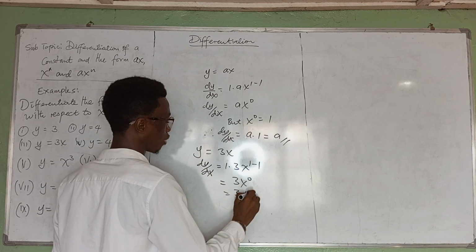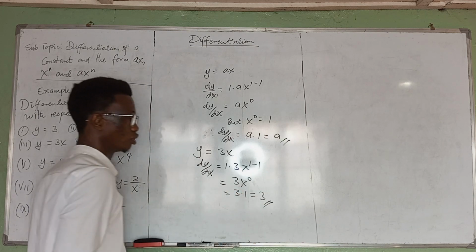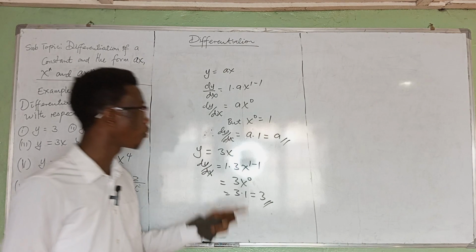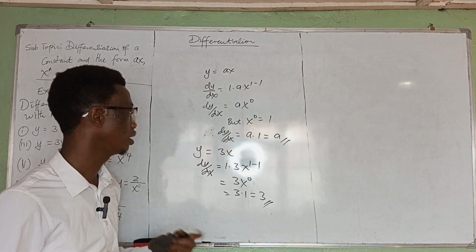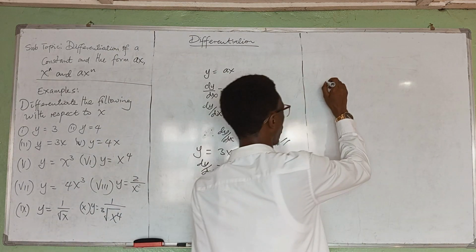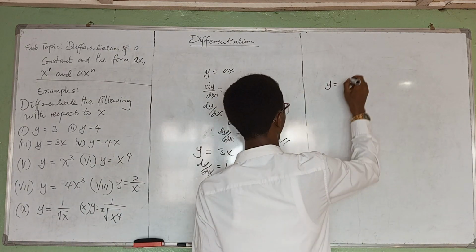So it becomes 3 multiplied by 1, which is 3. So when you differentiate the form of ax, your answer is always a. Okay? So the next one says y equals 4x.